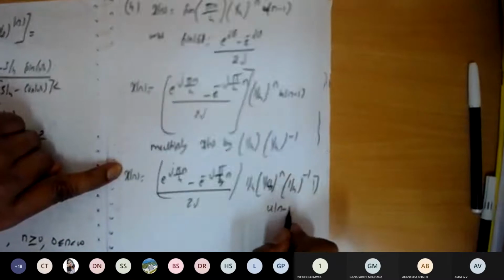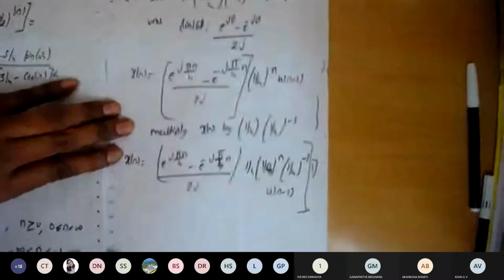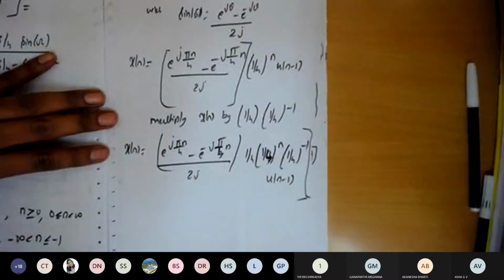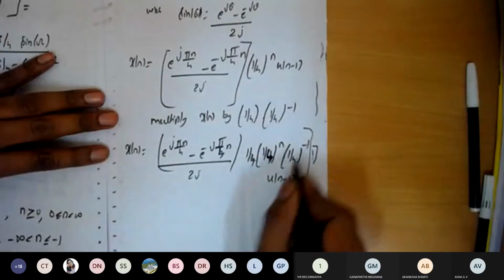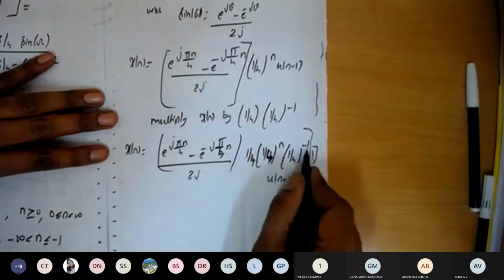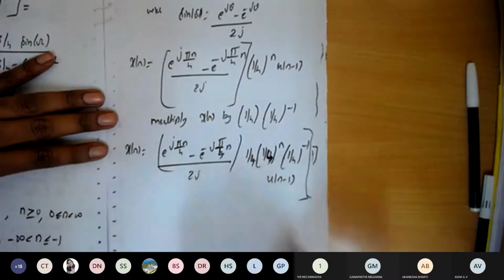Whole thing multiplied by u of n minus 1. This is 1 by 4 and 1 by 4 to the power of n, 1 by 4 to the power of minus 1 into u of n minus 1. So we can combine 1 by 4 to the power of n into minus 1, and we can make it as n minus 1. And 1 by 4 is the extra term we can take outside here.